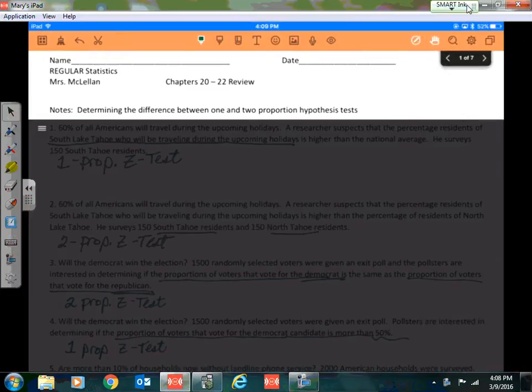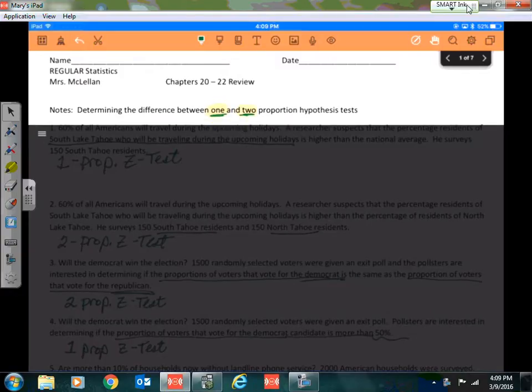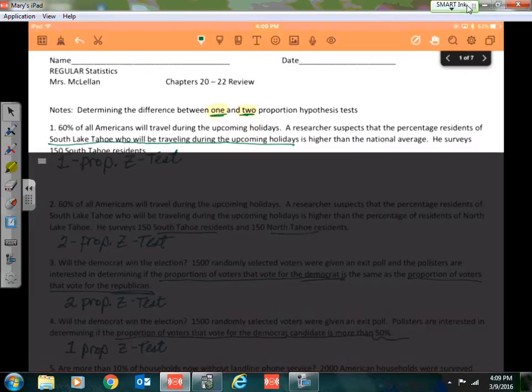Okay, so this is the chapters 20 through 22 review, and the first thing that we're going to do, because I'm going to bring back in some one proportion Z tests, is make sure that you know the difference between the one and the two proportion tests. So what we're going to do is read a couple of situations, and then you're going to decide if they are one proportion or two proportions.